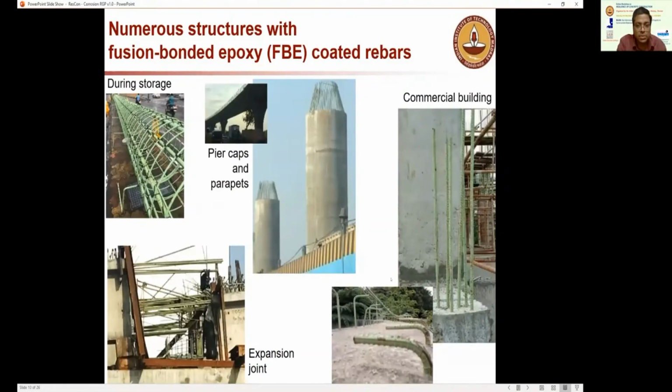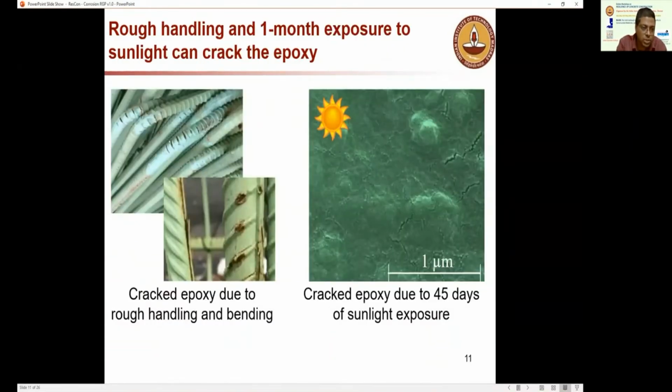You can see these images where fusion bonded epoxy coated bars are used, and you can see a lot of cracks or damages. You can see rust spots on these pictures, and these are exposed to sunlight because of delays during the construction, and that means exposure to UV radiation. So these types of coated rebars, unless you handle them with care, don't perform well. So these are the cracks which we have seen on the samples which are actually used at the sites.